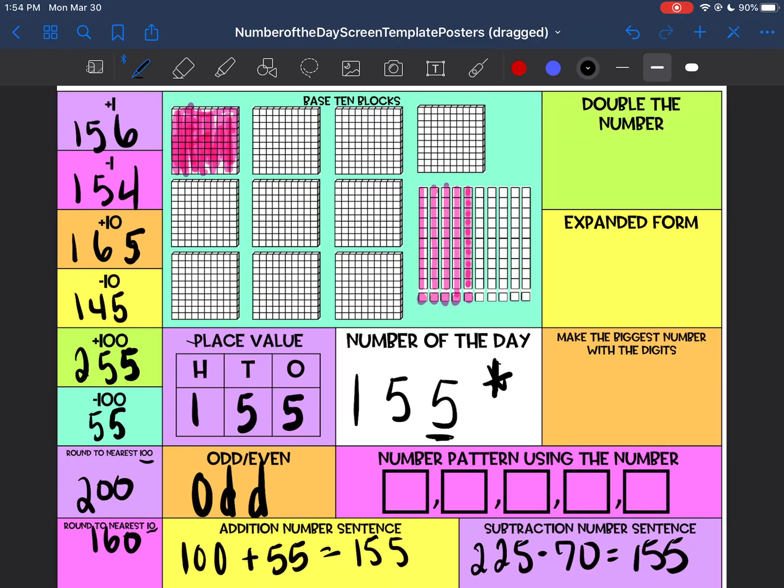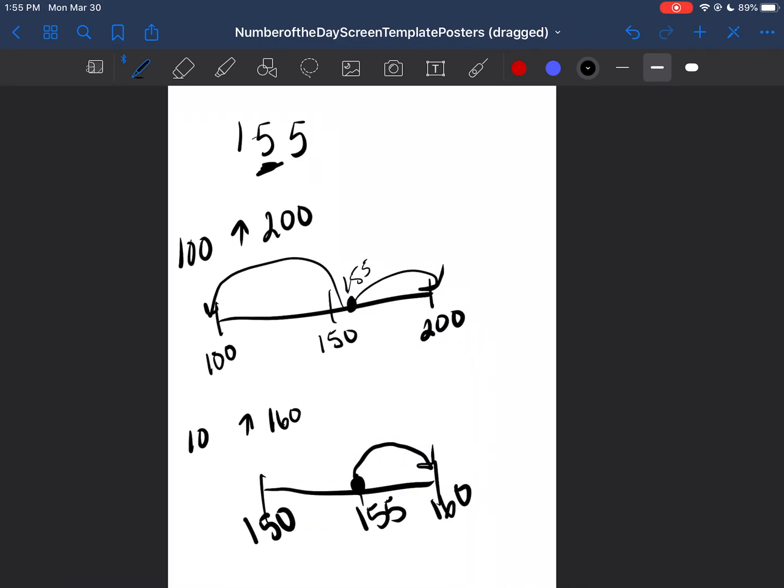I'm going to do my number pattern. I can come up with any pattern as long as it includes my number of the day. I'm going to count by ones though, just to keep it easy. 151, 52, 53, 54, and 55. Notice I was counting by ones. Next, make the biggest number possible. If I were to take my numbers and rearrange them to make the biggest number, I would get 551. 2 more. Expanded form. If I were to stretch this number out and write it using expanded form, I would get 100 plus 50 plus 5. And last but not least, double the number.